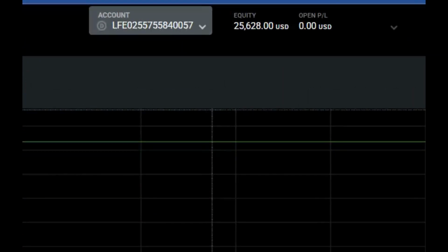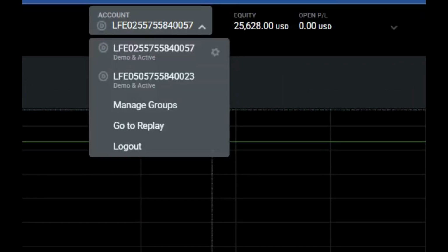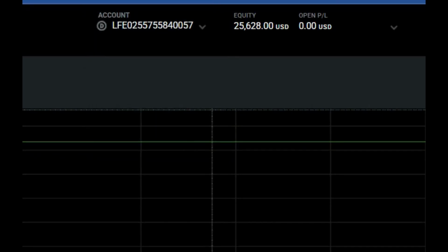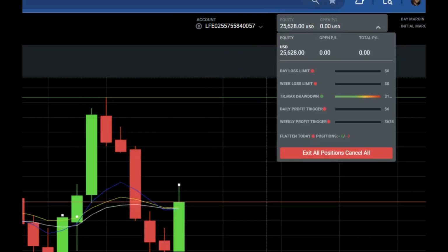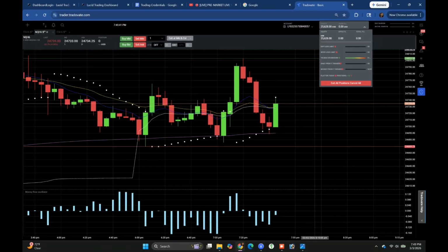And then over here are your different accounts. I have two different active accounts. You can know which one you're trading on by clicking over here. And here's your equity on it. It gives you your total P&L for the day, your open P&L if you're in the trade, and then your total equity. And again, you can cancel all positions if you needed to from here as well.